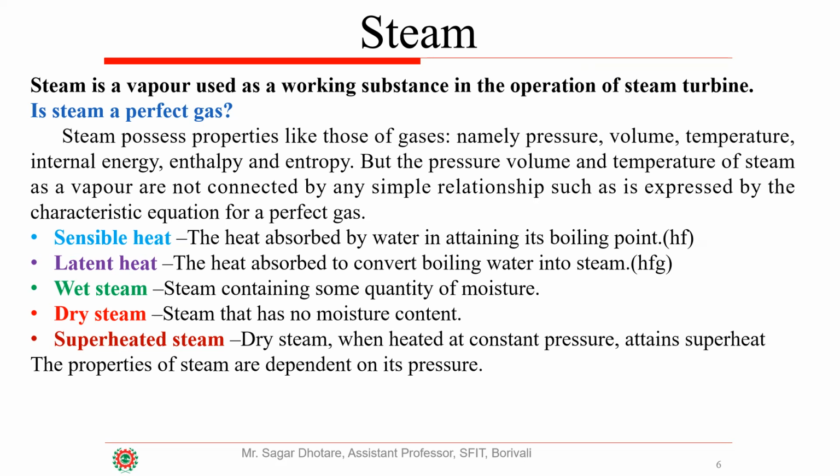Now there are three types of steam, that is wet steam, dry steam and superheated steam. The wet steam contains some quantity of moisture, that is, water particles inside the steam. Second one is dry steam, which must not have any moisture content. And third one is superheated steam. Dry steam, when heated at a constant pressure, attains the superheated condition. The property of steam totally depends upon its pressure.